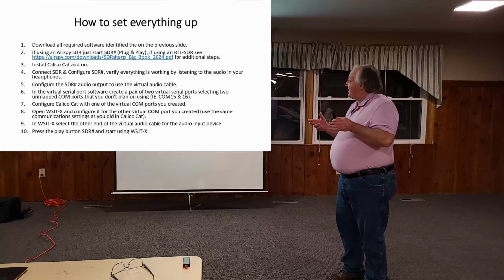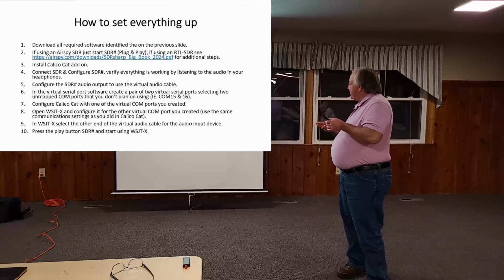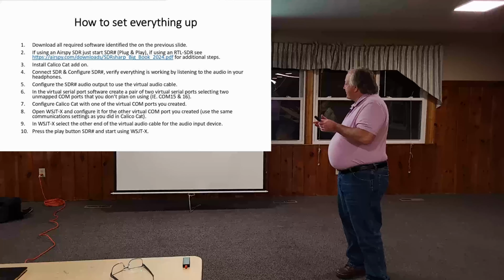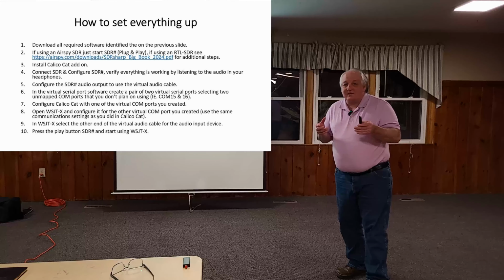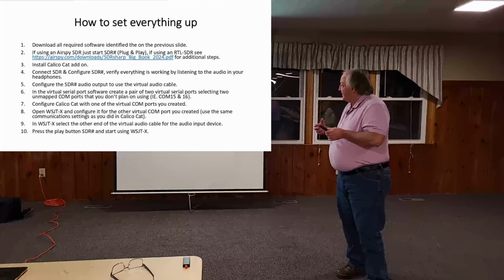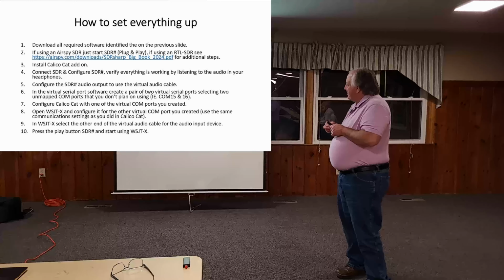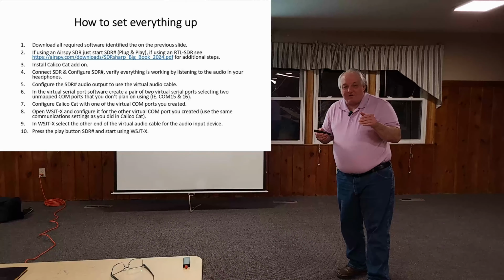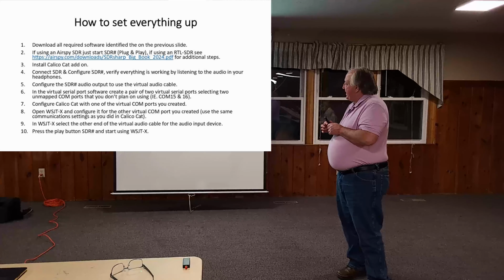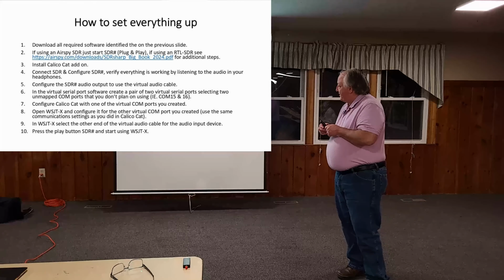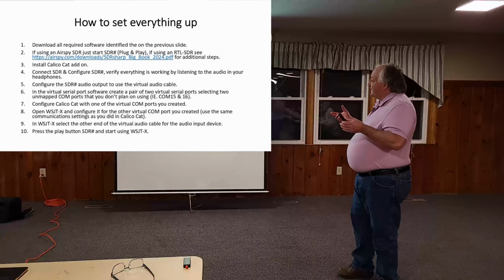Next, if you're using an AirSpy SDR, it's basically plug and play. You download the software and you plug in your unit. If you're using an RTL SDR, there's a couple extra steps, but they're all in the manual that I've given you a link for. You run a batch file that installs the right driver, and then you install Calico Cat. That's the add-on for SDR Sharp I mentioned. Then you connect your SDR and configure SDR Sharp.